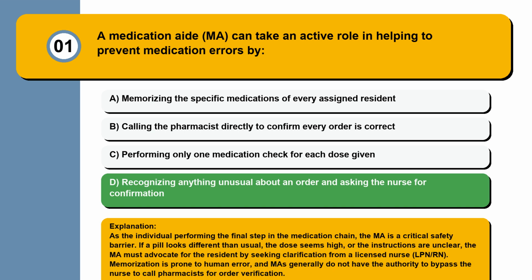As the individual performing the final step in the medication chain, the MA is a critical safety barrier. If a pill looks different than usual, the dose seems high, or the instructions are unclear, the MA must advocate for the resident by seeking clarification from a licensed nurse, LPN/RN. Memorization is prone to human error, and MAs generally do not have the authority to bypass the nurse to call pharmacists for order verification.